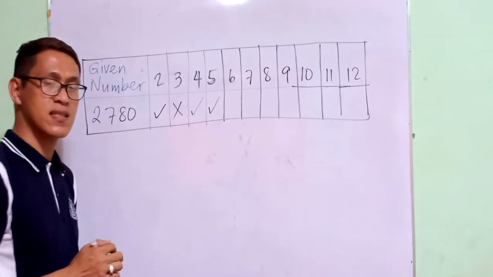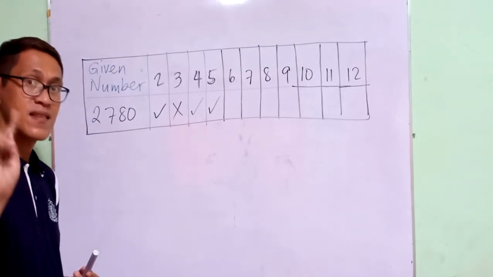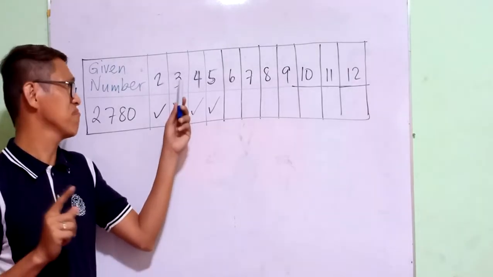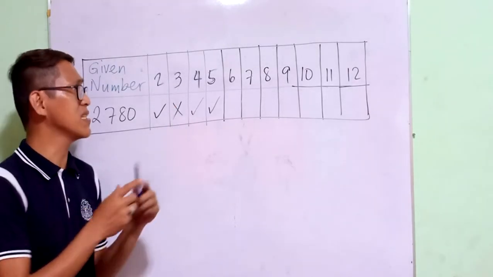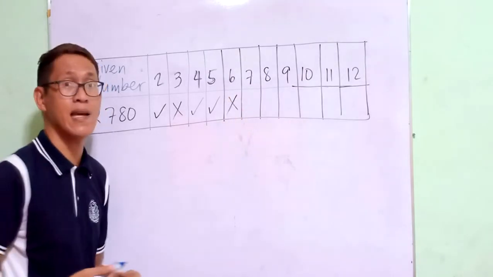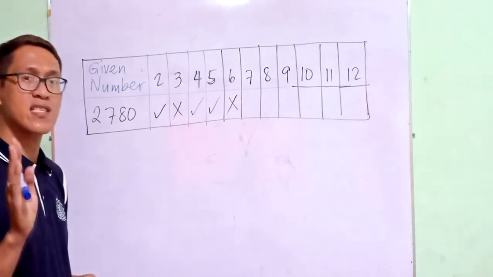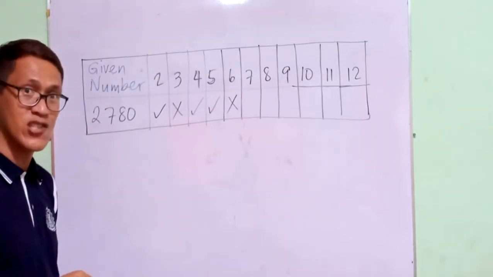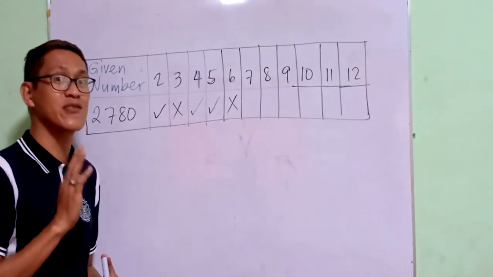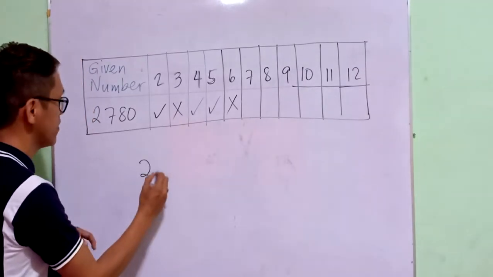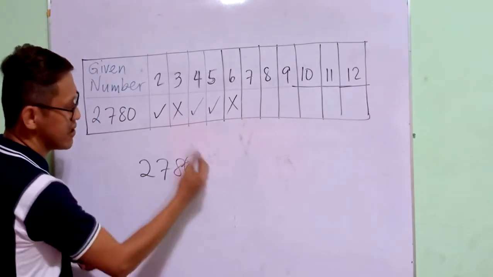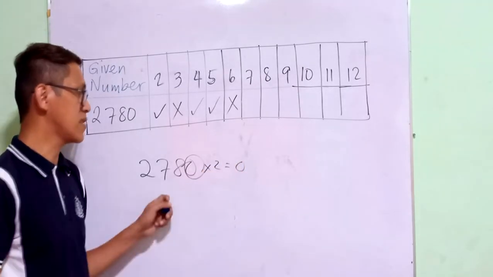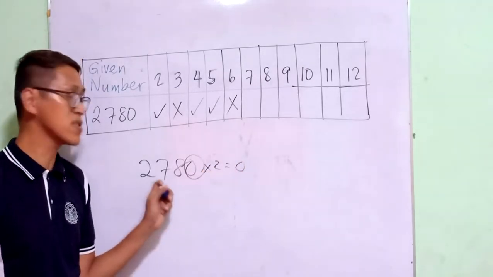What about for 6? What's the rule for 6? It must be both divisible by 2 and 3, but it's not divisible by 3, so it's not divisible also by 6. What about for 7? What's the rule for 7? Multiply the ones digit by 2, then subtract to the remaining digit. Let's do that here. So the last digit is 0. So times 2 is 0. So if you subtract 0 here, you should get 7278.